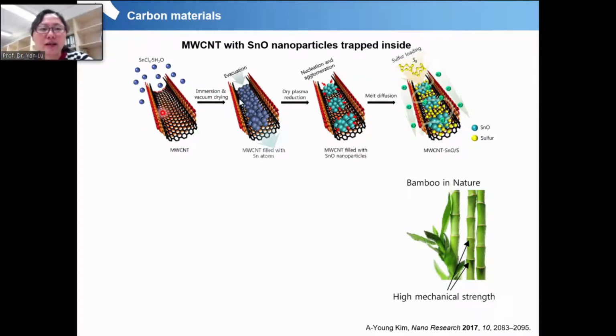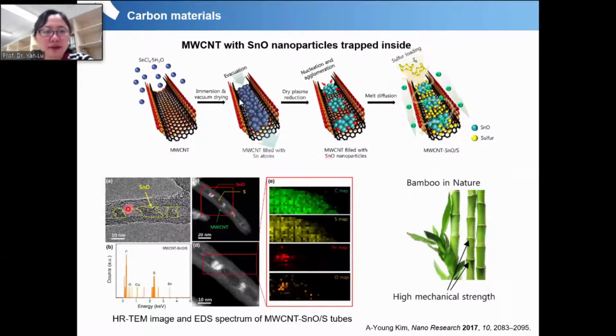And then they do it like this. They take the carbon nanotube as a template. Then by vacuum CVD, they fill this carbon nanotube with tin atoms. And then by plasma reduction, the tin will be oxidized into tin oxide. And as a final step, they use the melt diffusion process to load sulfur into the system. Then finally, they have a sulfur-loaded cathode. And this can be clearly seen from this TEM image here.